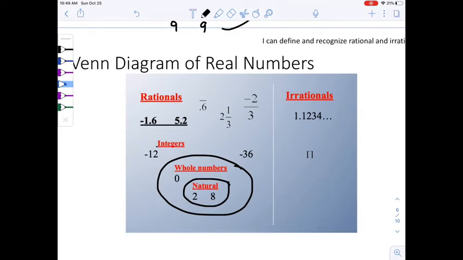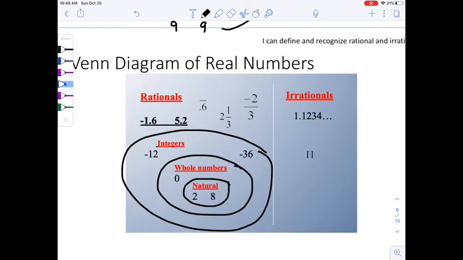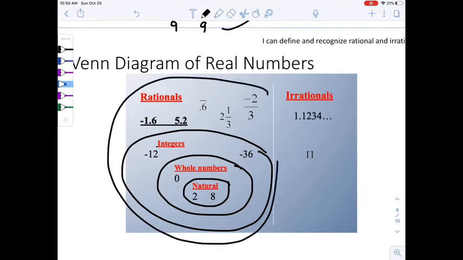Then we add in whole numbers. Whole numbers are all those numbers, but 0 is included. So 0, 1, 2, 3, 4, all the way to infinity. Then our next layer is integers. Integers are whole numbers and their opposites. So now we have 0, 1, 2, 3, 4, 5, all the way to infinity, and -1, -2, -3, -4, all the way to infinity.